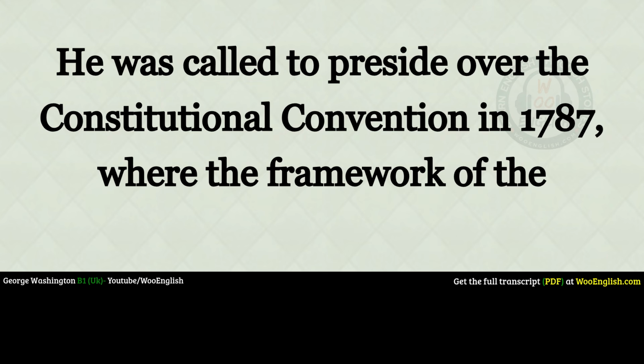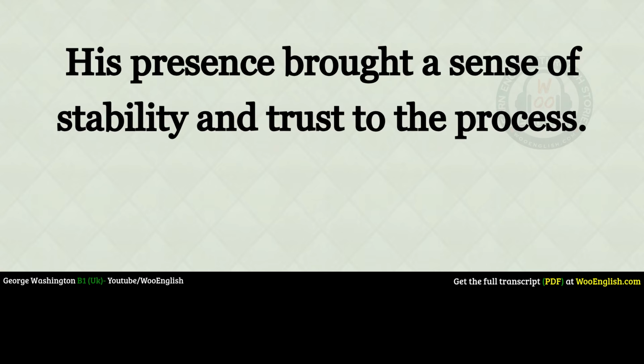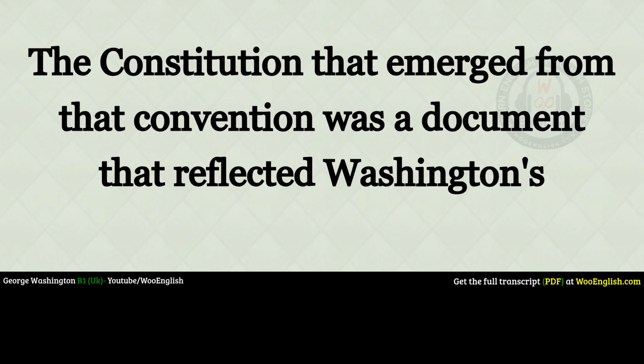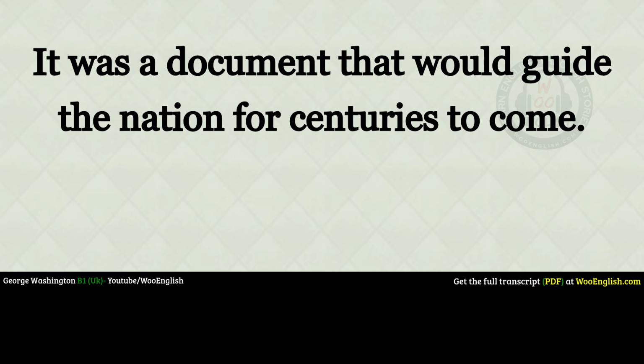He was called to preside over the Constitutional Convention in 1787, where the framework of the nation's government was being created. His presence brought a sense of stability and trust to the process. The Constitution that emerged from that convention was a document that reflected Washington's values: balance, fairness, and a deep respect for the rule of law. It was a document that would guide the nation for centuries to come.